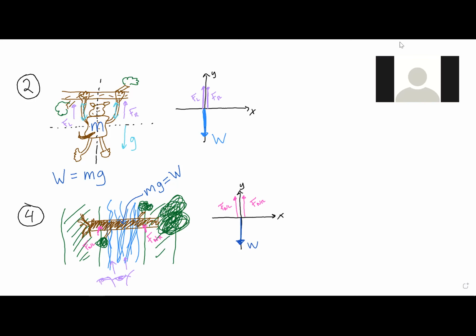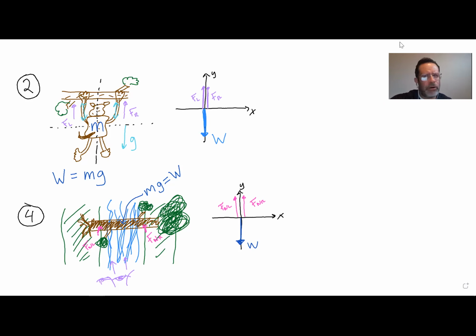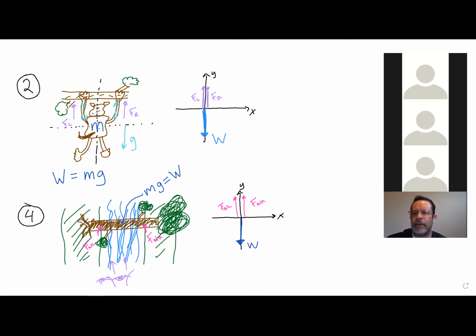Now, let's see. The two diagrams look the same. So it would seem that the situations are the same, right? But they're not. Can somebody tell me what's the difference between situation number 2 and situation number 4? The two free body diagrams look the same. Andrea, I think, let me see who raised their hands. Let's see, Andrea, go ahead.